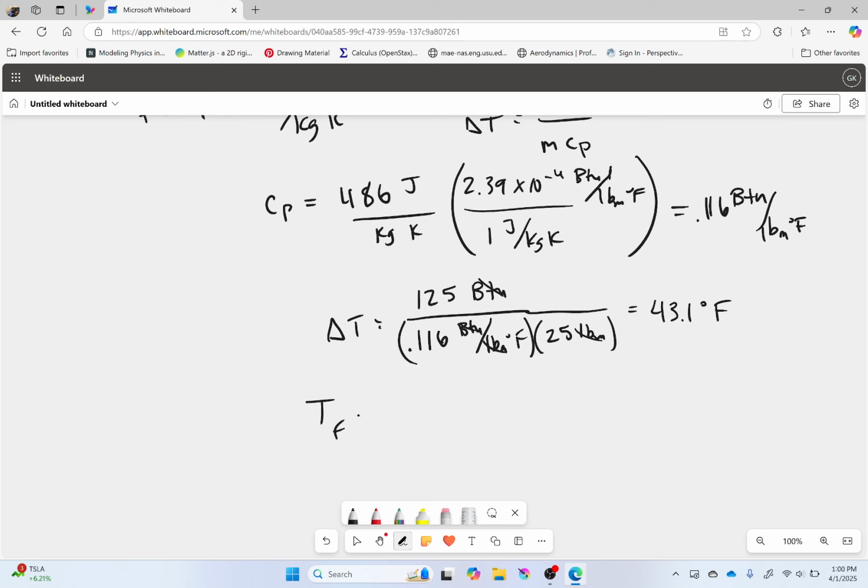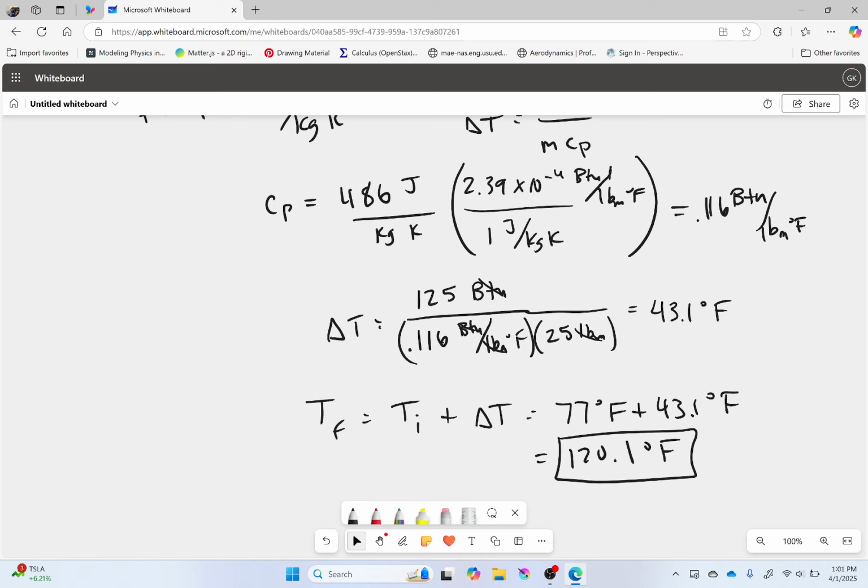And so what is my final temperature? The final temperature is simply going to be equal to my initial temperature plus the change in temperature. So it'll be equal to that 77 degrees Fahrenheit plus the 43.1 change, which gives me, let's see here, about 120.1 degrees Fahrenheit. And there we go. That's our final temperature. This is our change in temperature. And we have our answer.